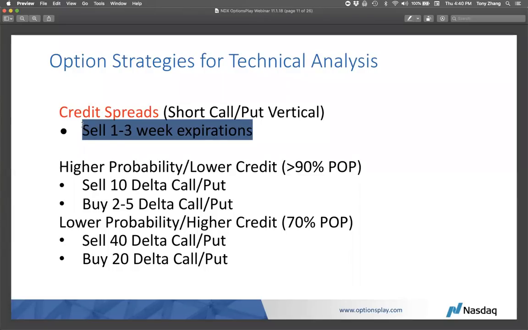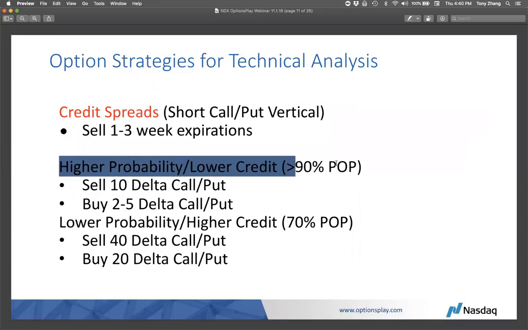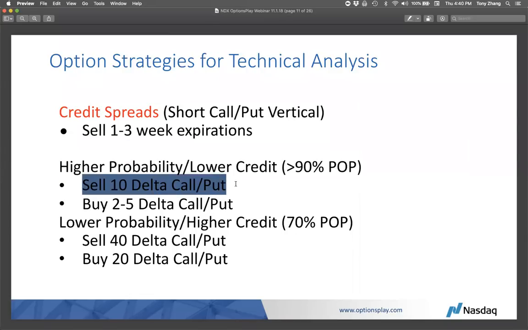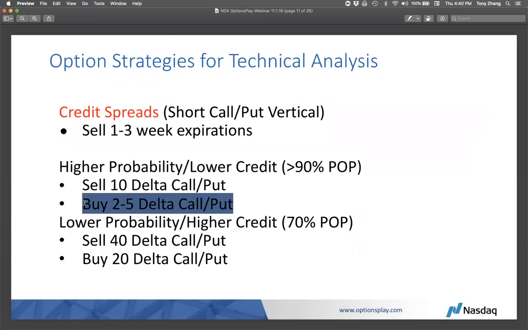Now, there's generally two ways that you can sell these credit spreads. Many index options traders will sell these very high probability, low credit credit spreads. This is where you're selling a pretty far out of the money call or a put, a 10 delta call or a put, and then you're buying back an even further out of the money call or a put, a 2 to 5 delta call or a put.